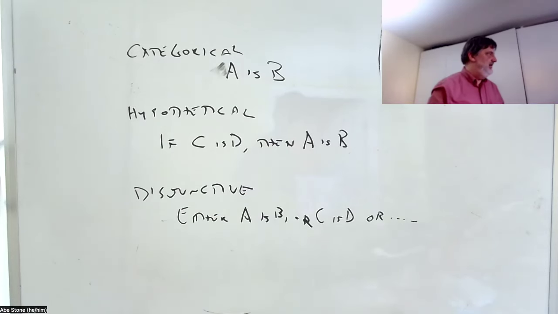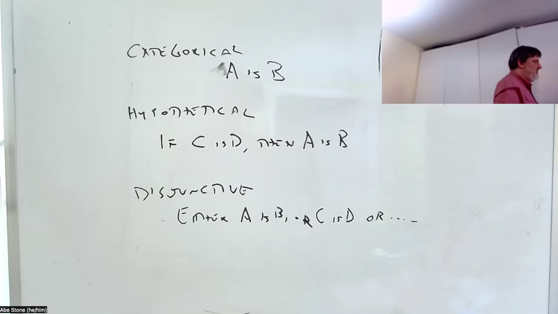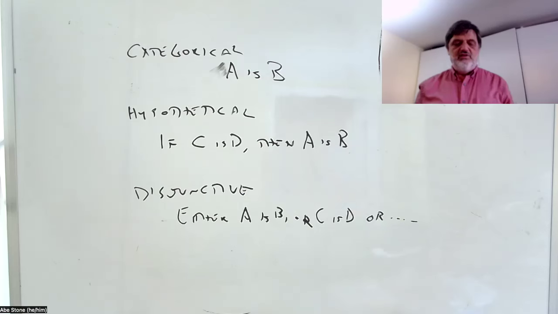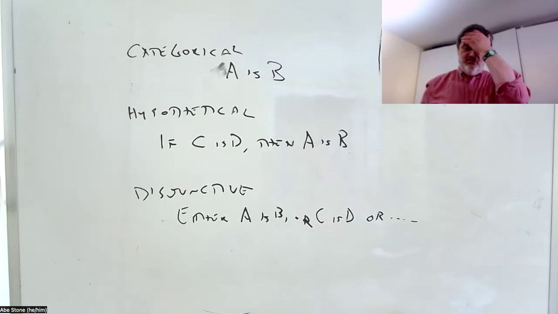And as far as Kant is concerned, these are the three different ways that you can supply a condition for a rule, because a judgment is a rule applied on a condition.